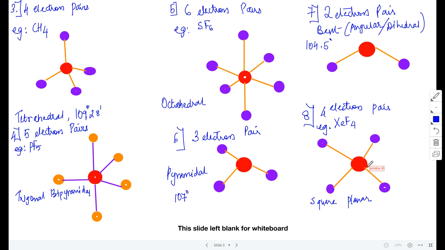I've written it down, thank you. You're done? Yep. Okay, so we have seen the shapes of a few molecules. Whatever we have seen here are all the shapes of the molecules. You clear with it? Yep.